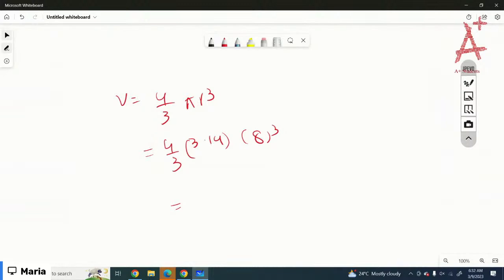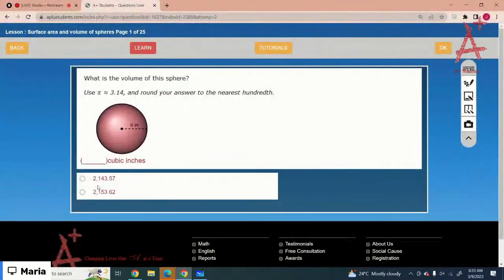Let me calculate the values. 8 cube is 512. 512 times 3.14 times 4 is 6430.72, and divided by 3 is 2143.57. That is option number 1, 2143.57. Got it? That is the correct option. Just select the correct option, then click on the OK button.